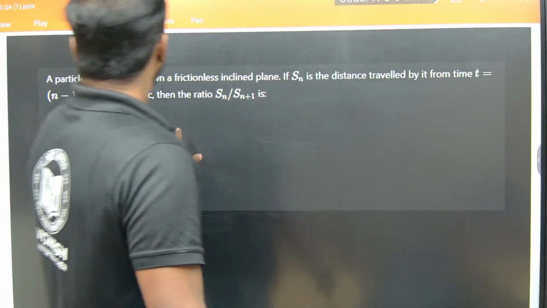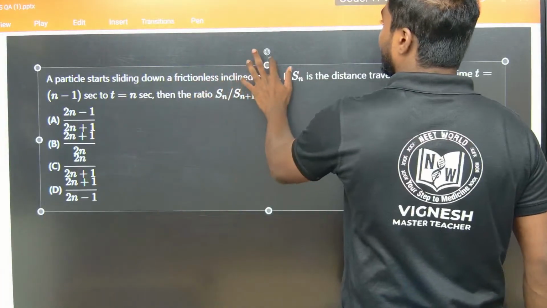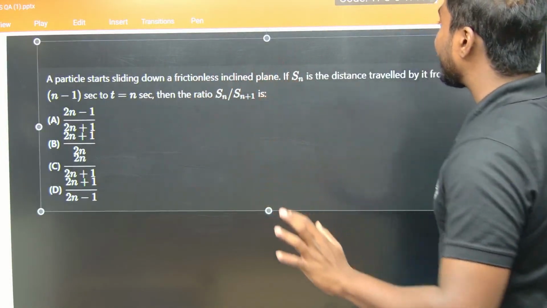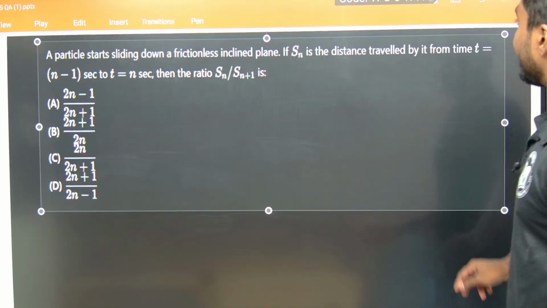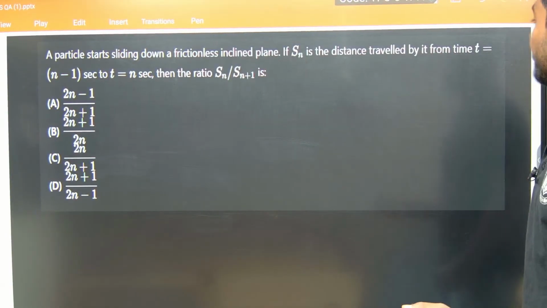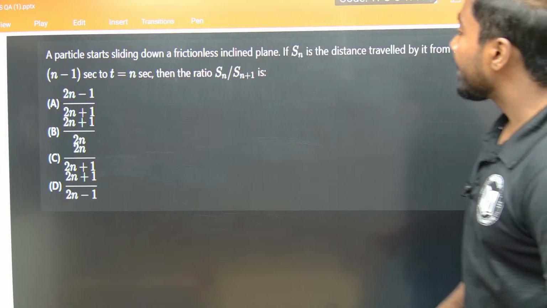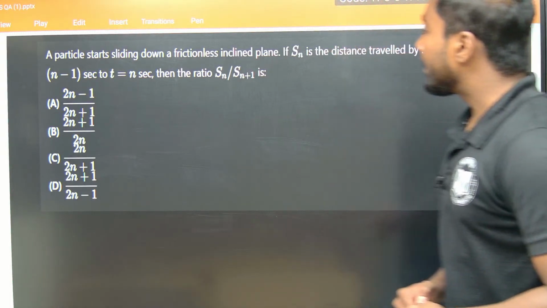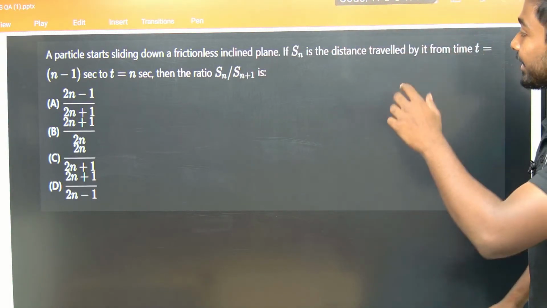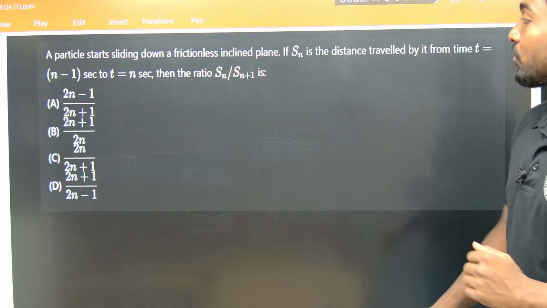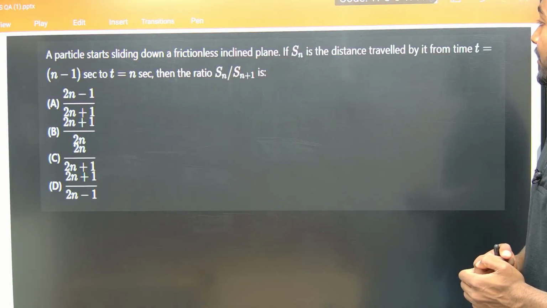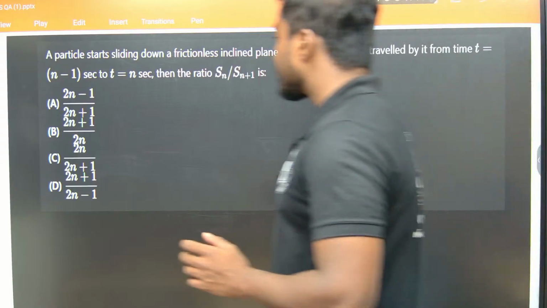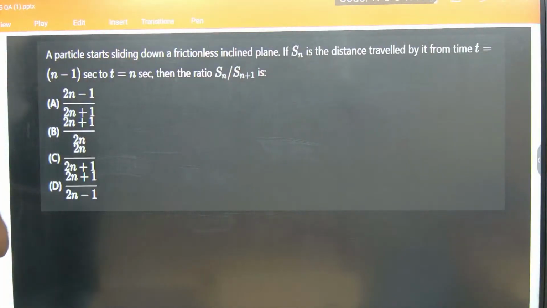Yeah. So a particle starts sliding down a frictionless inclined plane. If Sn is the distance travelled by it from the time t equals n minus 1 second to t equals n second, then they are asking the ratio Sn by Sn plus 1. Okay, Sn by Sn plus 1. So let me write the equation first.